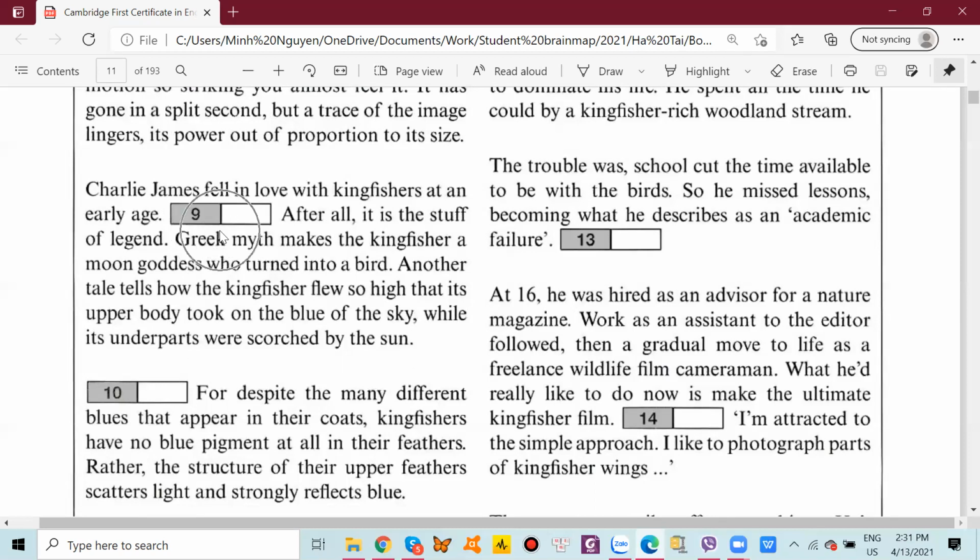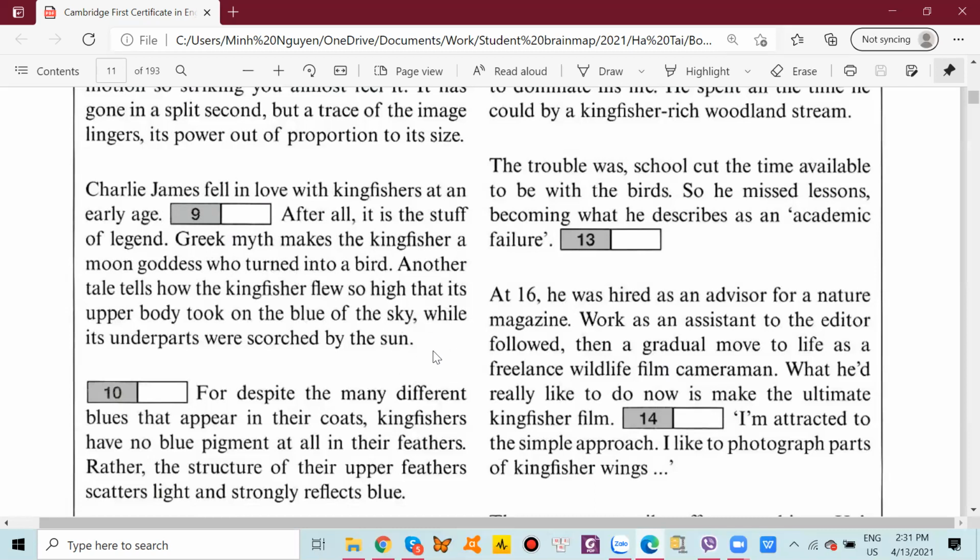Charlie James fell in love with kingfishers at an early age. After all, it is the stuff of legend. Greek myth makes the kingfisher a moon goddess who turned into a bird. Another tale tells how the kingfisher flew so high that its upper body took on the blue of the sky, while its underparts were scorched by the sun.